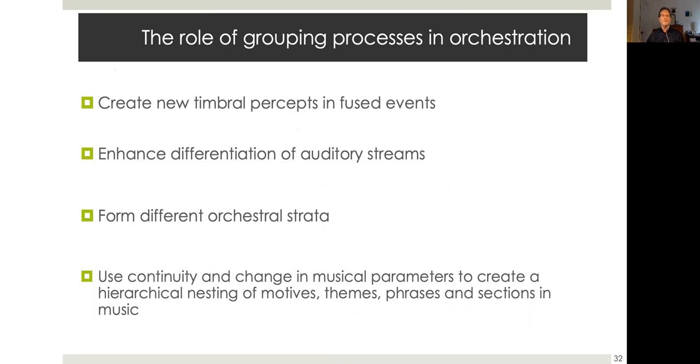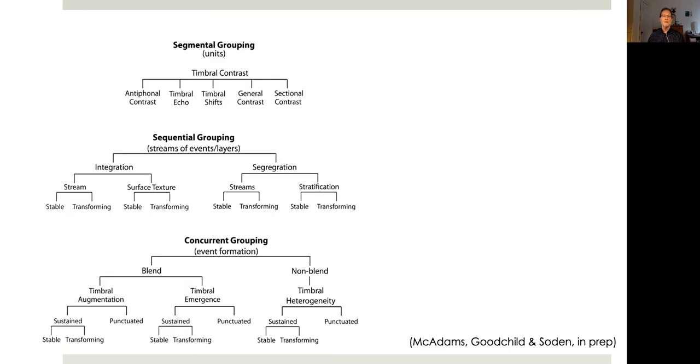So we've seen that the role of grouping processes in orchestration includes a number of different things. We can create new timbral percepts in fused events, sometimes by creating virtual sources by combining different physical sources. We can enhance differentiation in auditory streams, and we can form different orchestral strata based on timbral things. And we can use continuity and change in musical parameters to create a hierarchical nesting of motives, themes, phrases, and sections in music. So here's the full analysis taxonomy.